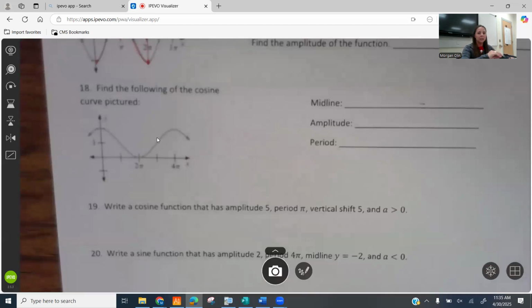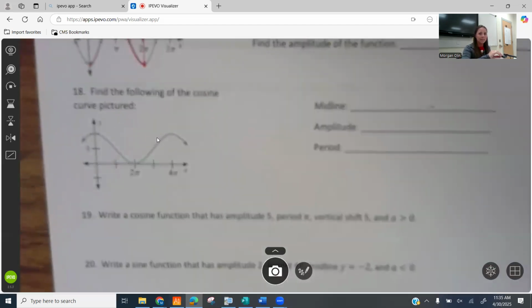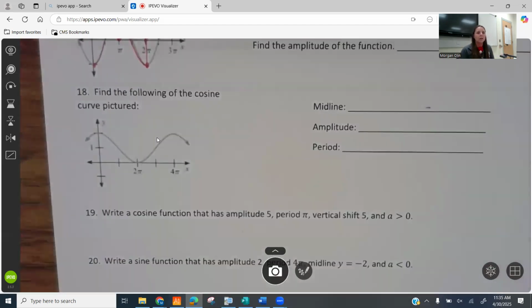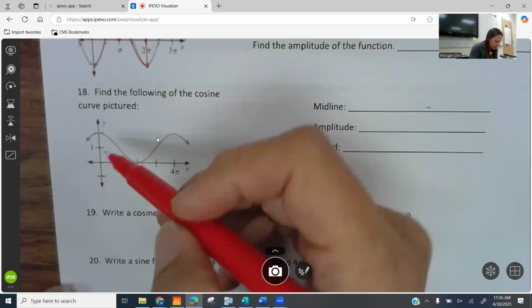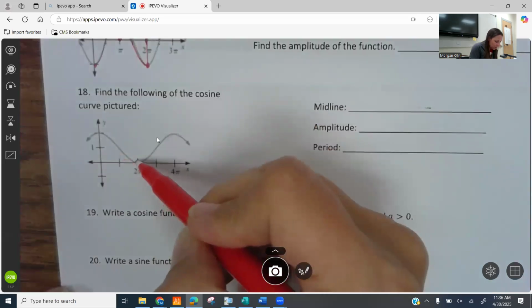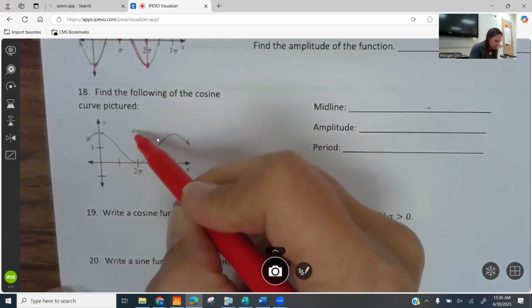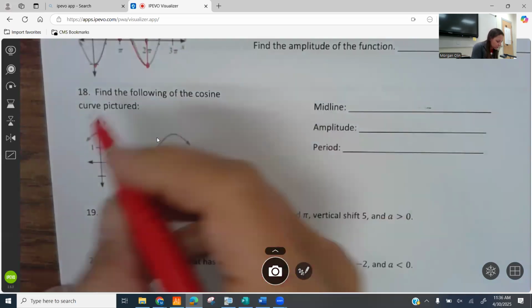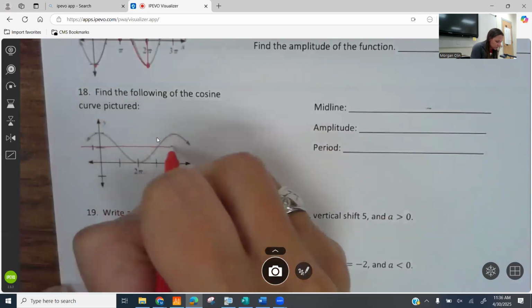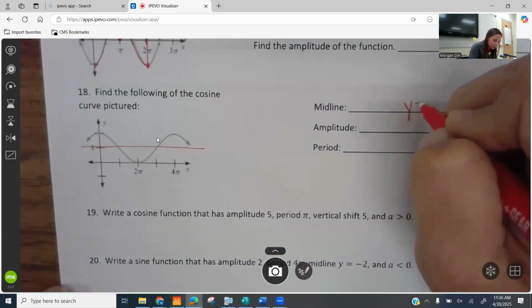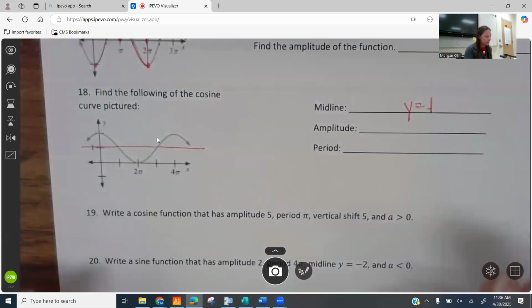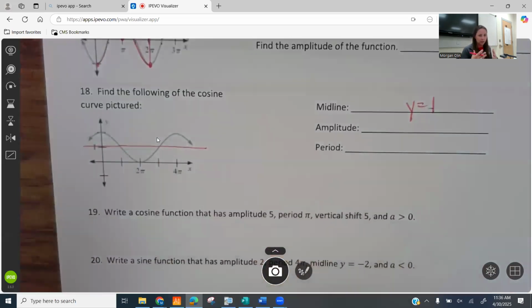All right, number 18, midline. Midline, again, runs through the middle. All right. Now, if you notice the lowest point is 0, the highest y value is 2. So in the middle of that is 1. So y equals 1. Just be careful if it doesn't land like right there, like on a number. All right, it can happen.